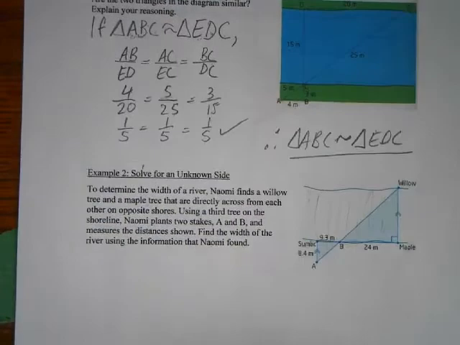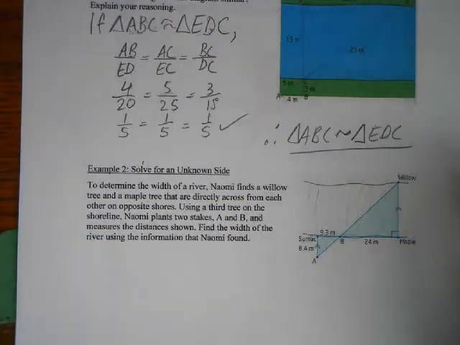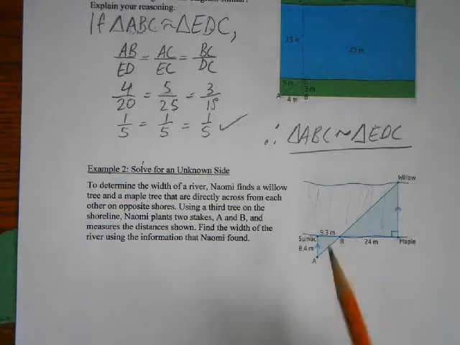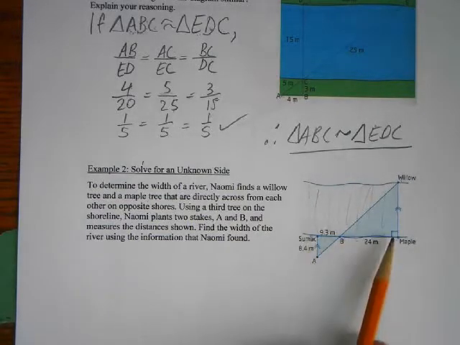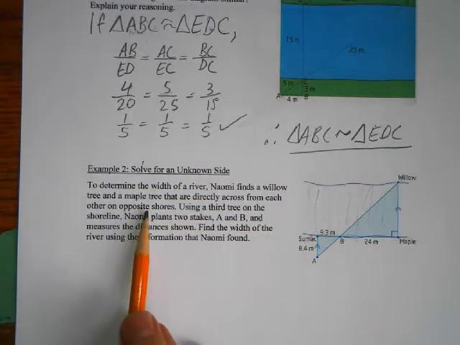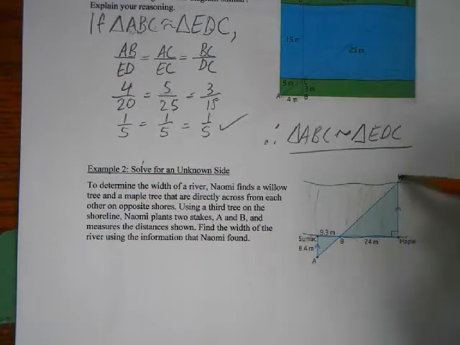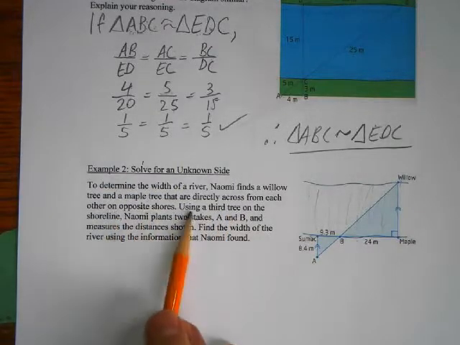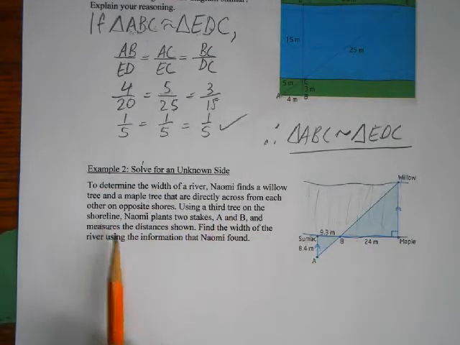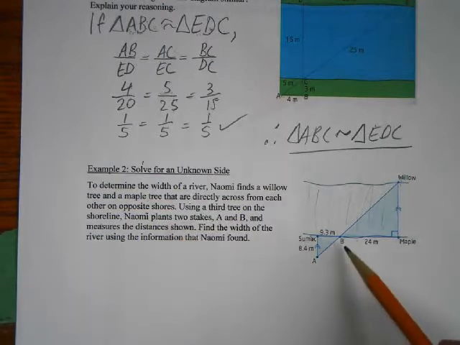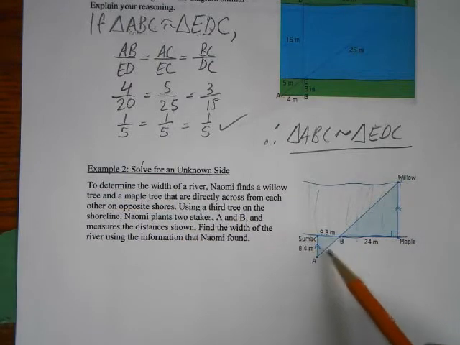So there's a couple of landmarks already there. There's a willow tree here. There's a maple tree directly across. And there's a sumac tree over here. That's the only things that we have. So she actually finds a place where she has 2 landmarks that are directly across. And then using a third tree on the shoreline, Naomi plants 2 stakes, A and B. So these are just little poles or stakes she puts in.